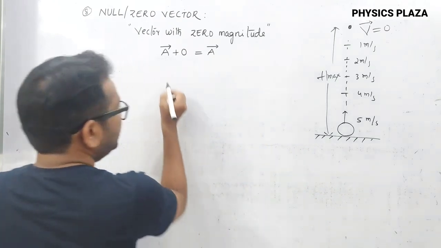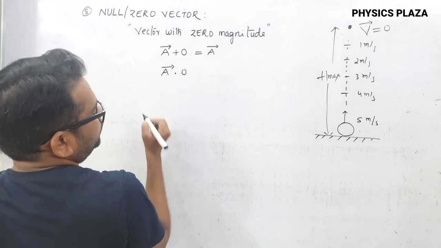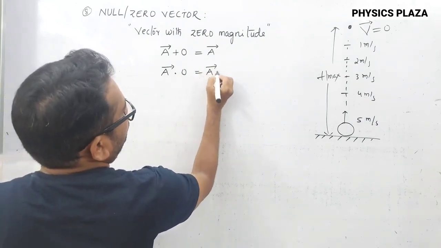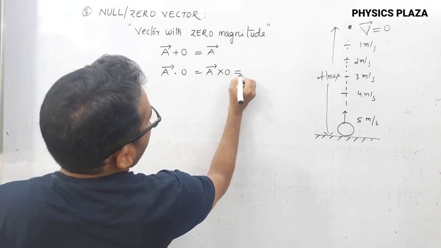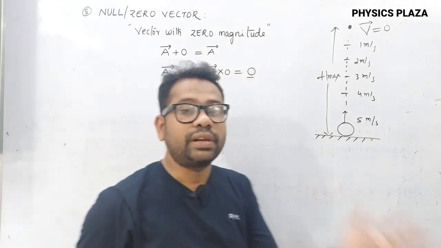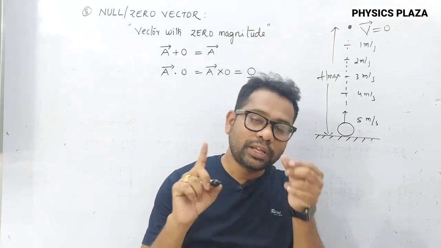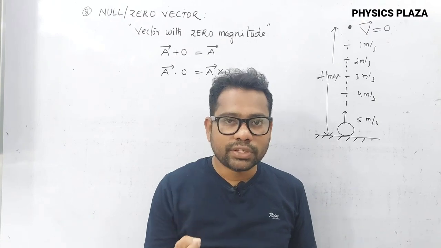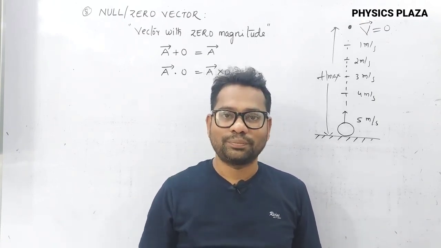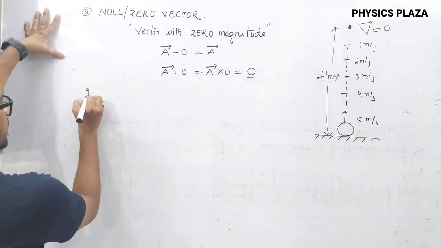But children, if any vector is multiplied by 0, or through a dot product or cross product, the resultant will be a null vector only, that is 0 only. Is it clear? So we use the null vector only for mathematical operations. So what is a null vector? The vector whose magnitude is 0 is called a null vector. Is it clear? Fine.